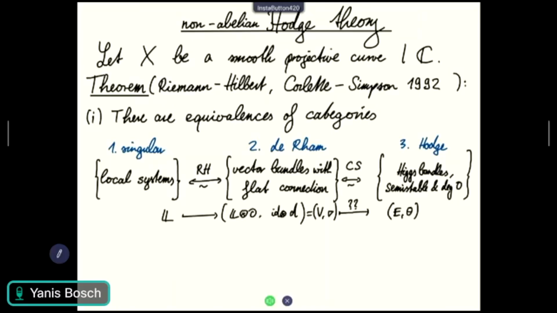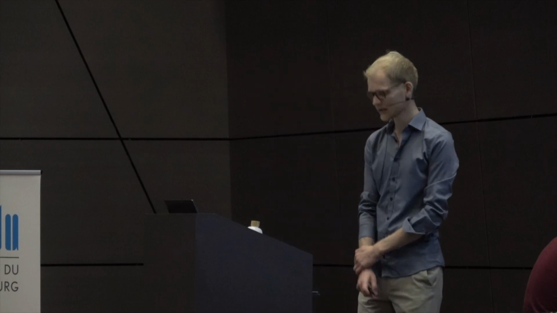Okay, and at least for the first functor, one can really explain easily what it is. So I just take a local system, and then I tensor it with a structure sheaf. And because of this local constancy of the local system, this will be a vector bundle. And then I can just define the connection by just taking the derivative of the functions and doing nothing on the local system. Okay, that's kind of easy. And then, okay, maybe the hard part is proving that this is an equivalence.